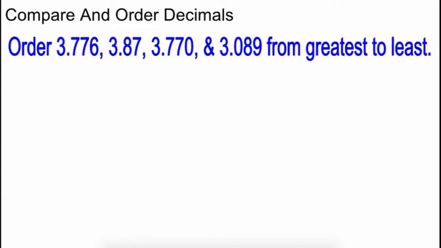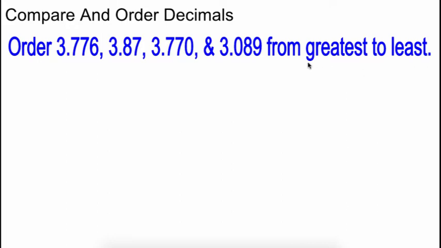Okay, now that we know how to write decimals to the thousandths place, we need to talk about how to compare them and put them in order. Of course, you know we could put them in order from least to greatest or greatest to least. But the example I want us to look at today is ordering these three numbers, 3 and 776 thousandths, 3 and 87 hundredths, 3 and 770 thousandths, and 3 and 89 thousandths from greatest to least.